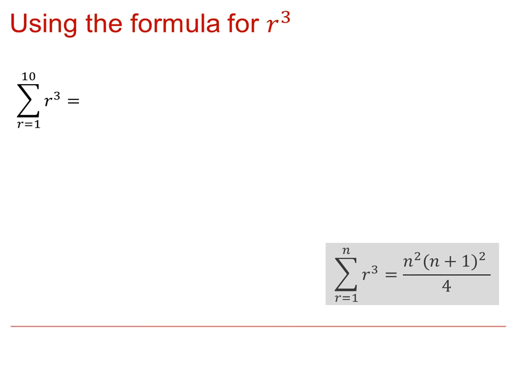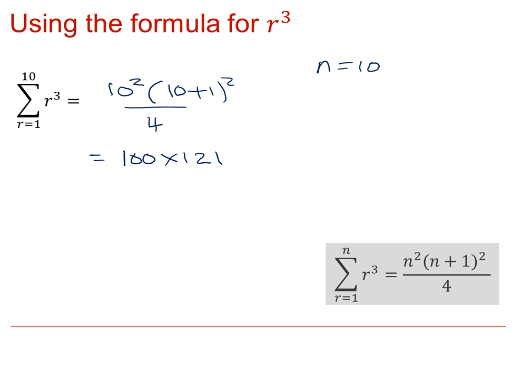We can use this standard result in questions. As before, the key is to identify n. Here n equals 10. So substituting that in, we would have 10 squared, 10 plus 1 squared, all over 4. 100 times 121, all over 4. Which, if you use your calculator, comes out at 3,025.